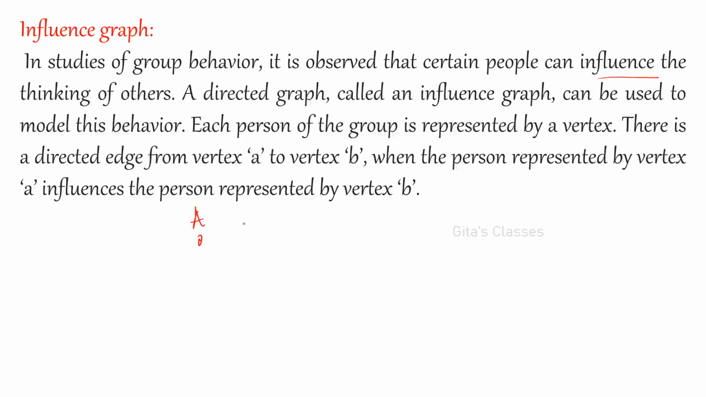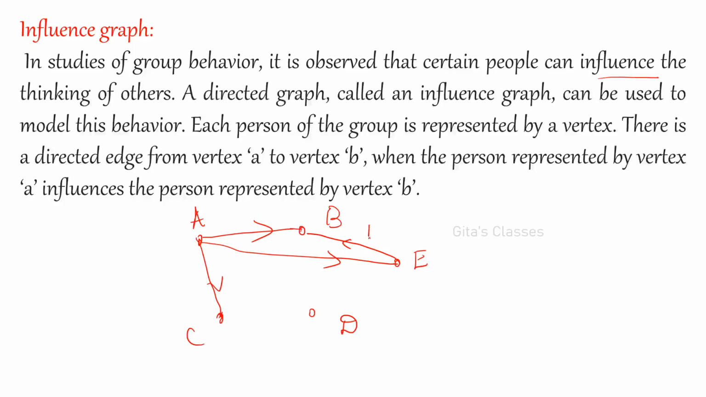Let us take some example. 5 students are there, A, B, C, D, E. A can influence B. A can influence C. A is influencing E also. E is influencing B. And D is also influencing B. And C is influencing D.